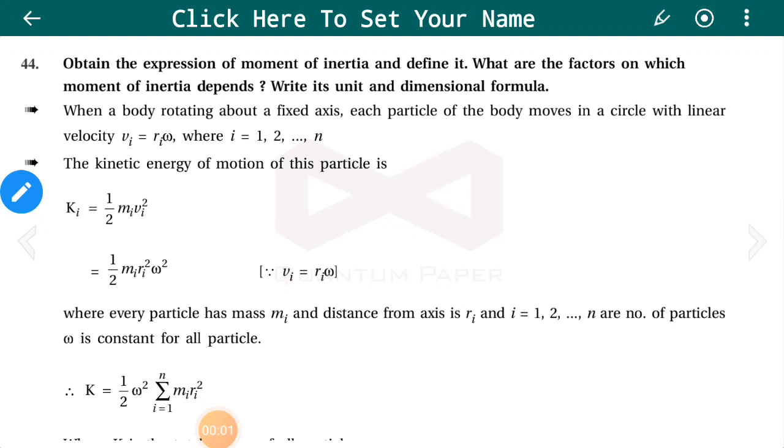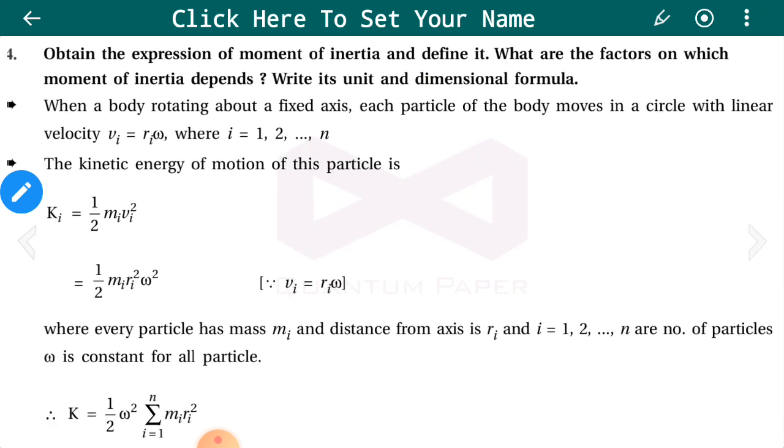Now today we shall discuss the moment of inertia. We shall define it, and see the factors on which moment of inertia depends. Its unit and dimension formula are discussed in this particular question.